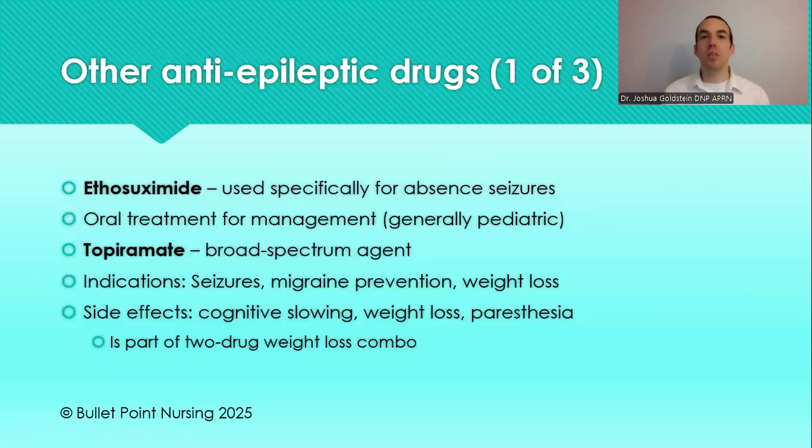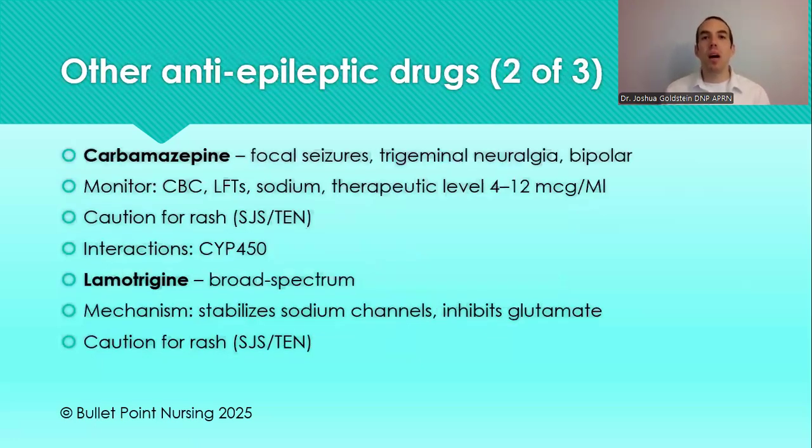This is also completely unrelated to today, but this is also part of a two-drug combo for weight loss, which is phentermine and topiramate. Next, more other secondary third-line drugs. We have carbamazepine. This is not a broad spectrum. This one is used specifically for focal seizures for our seizure discussion. It's also used for trigeminal neuralgia and bipolar disorder.